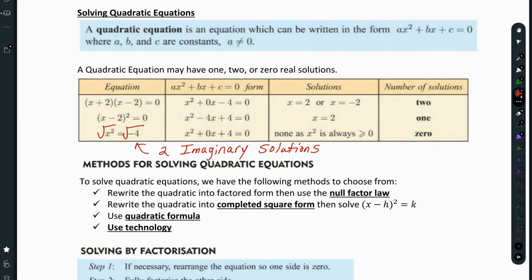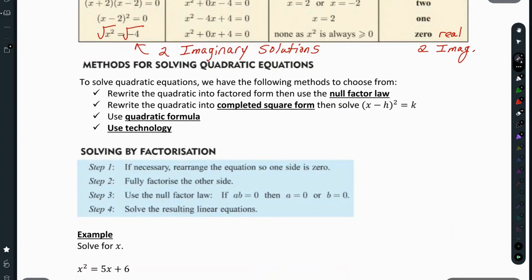But in that case, we'd have 0 real solutions, but we would have 2 imaginary solutions. So again, just to repeat, you could have 2 real solutions, you could have 1 real solution that's the same, or you could have 2 imaginary solutions. All right, so let's see where we're at here.